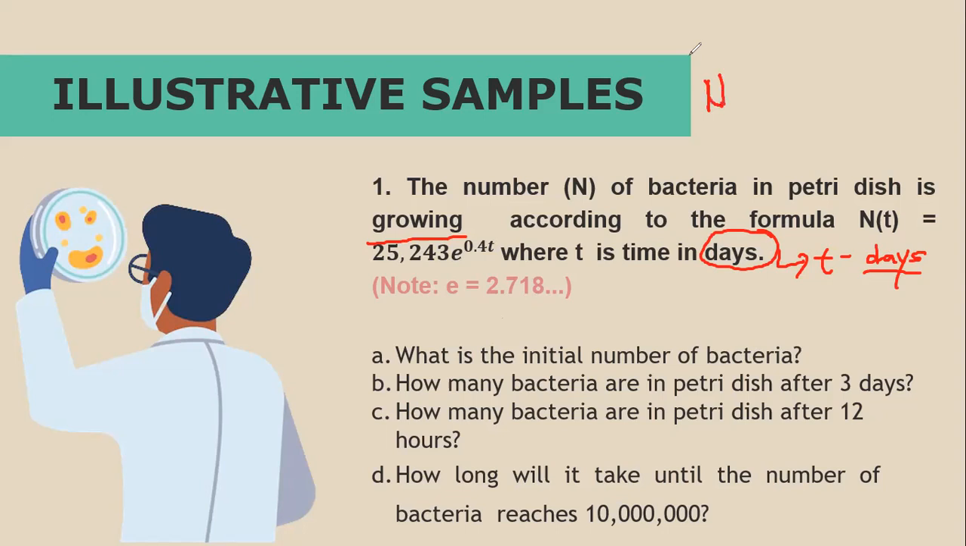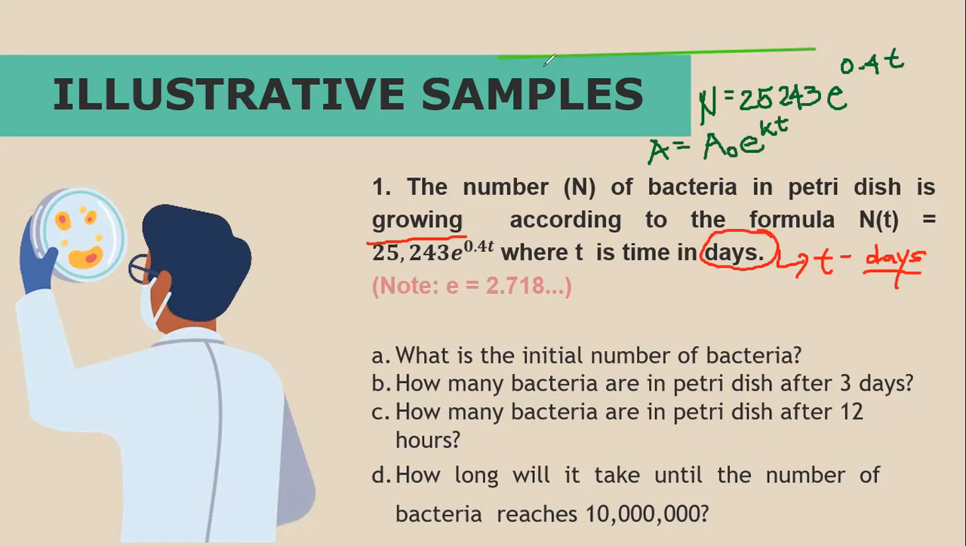Kung mapapansin natin, itong formula natin na N of T, or simply n. Baka may maglagay dyan na n times t. Simply n is equal to 25,243 e raised to 0.40. That is similar to our general formula na a is equal to a sub o times e raised to k times t. Okay? So, iniba lang natin yung sa amount, yung variable or yung letter ng amount. Okay? So, n yung ginamit kasi number of bacteria. So, pwede lang din nating gawin yan.